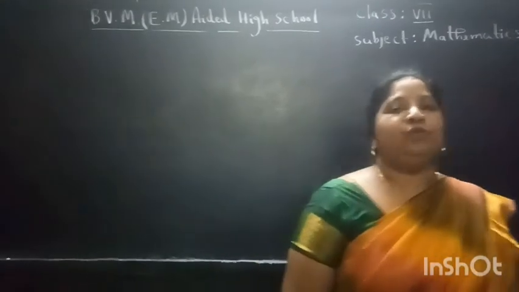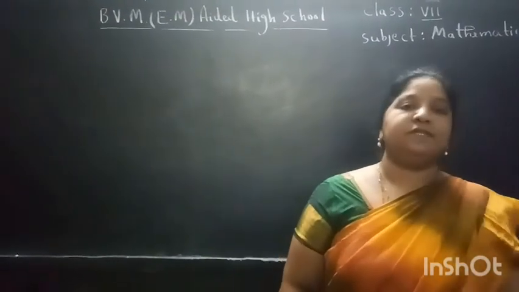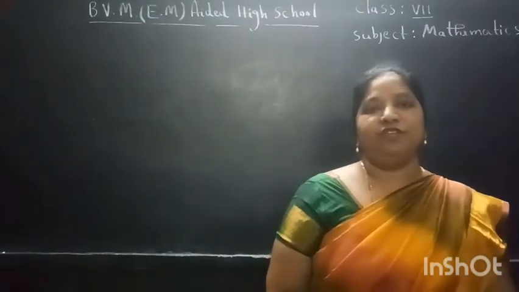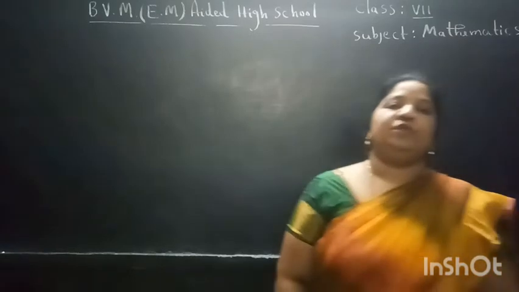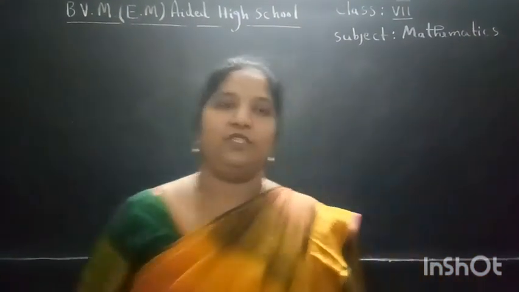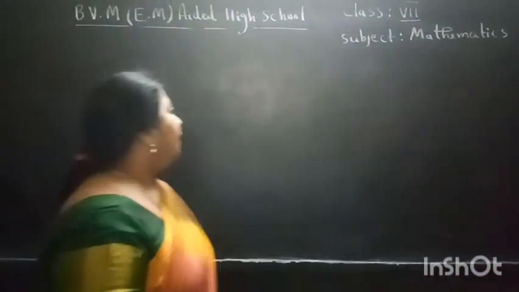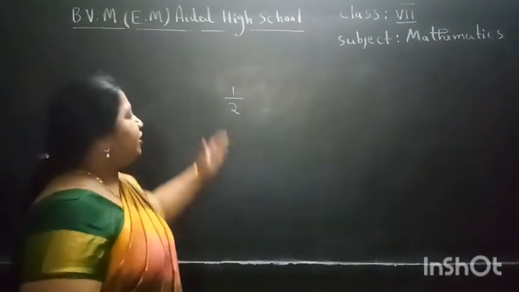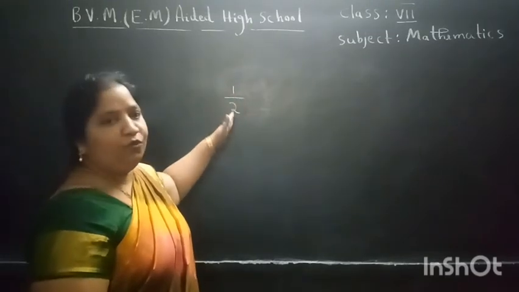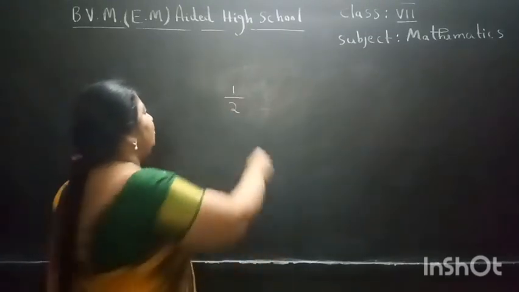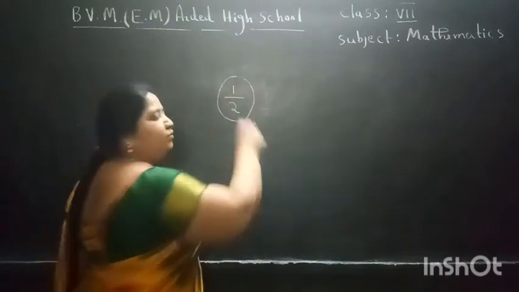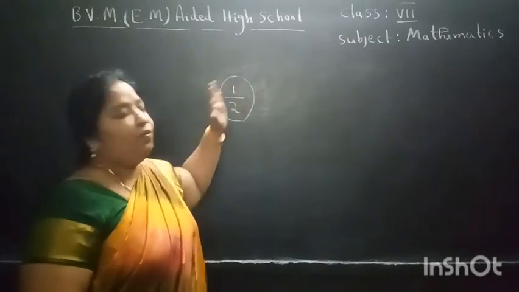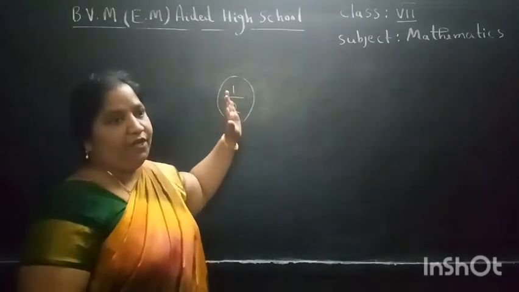Okay. In the previous classes, we discussed the first chapter, integers. That chapter is already finished. Today, we discuss the next chapter. What is the next chapter? Here, I give one number. What is this? 1 by 2. What is this 1 by 2 called? Do you know? 1 by 2 is called a fraction. 1 divided by 2 is called a fraction.